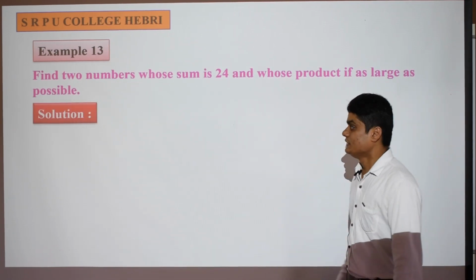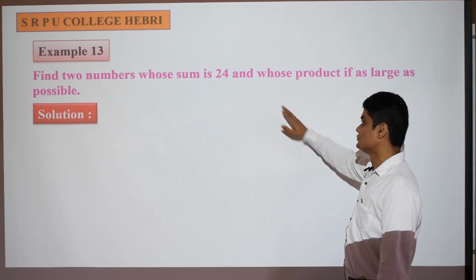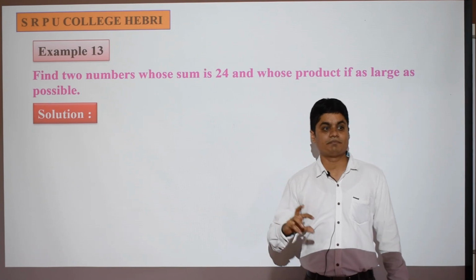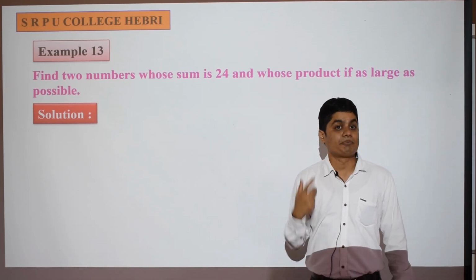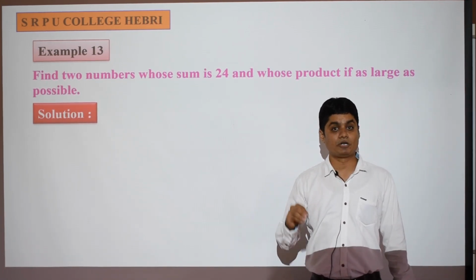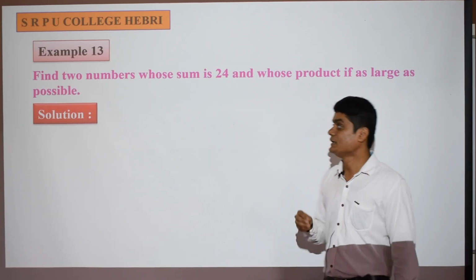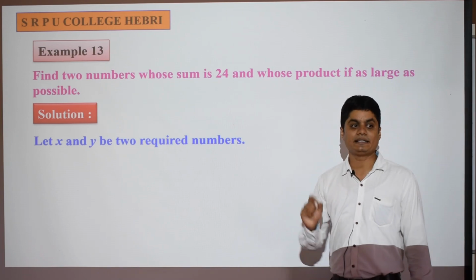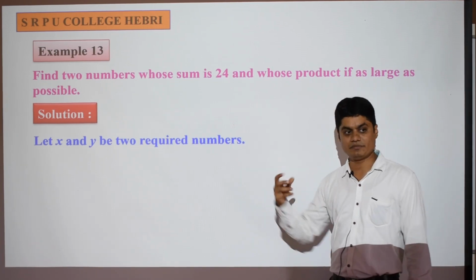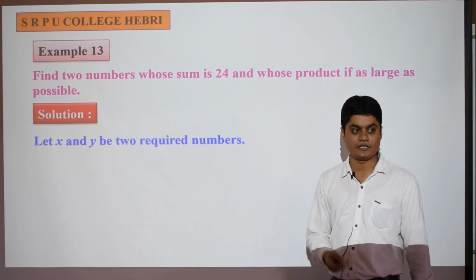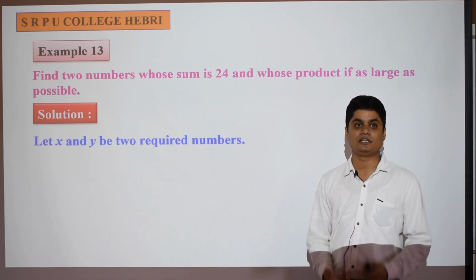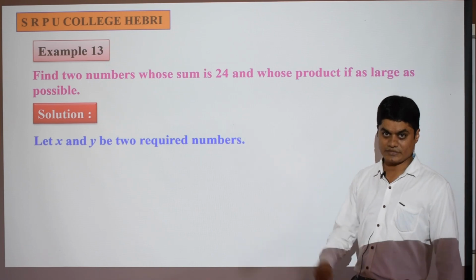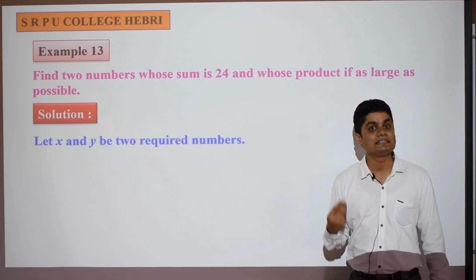Okay, so what is the question? Find the two numbers whose sum is 24 and whose product is as large as possible. What do you mean by product is as large as possible? Product is maximum. Okay, so first consider two numbers as x comma y. Let x comma y be two required numbers. We don't know these two numbers, we have to find them. So when something is unknown in mathematics, we usually take it as x and y. So here also you consider the two required numbers as x and y.